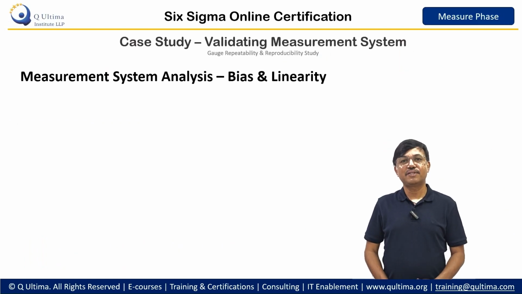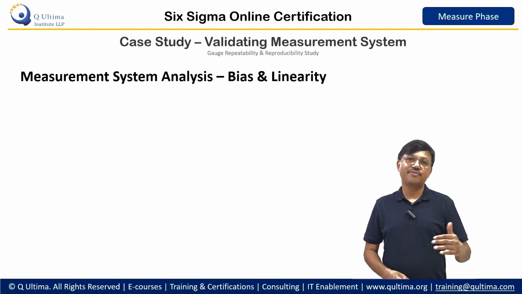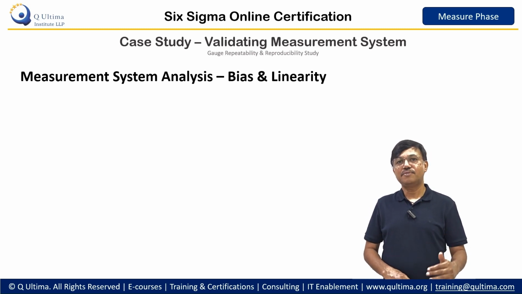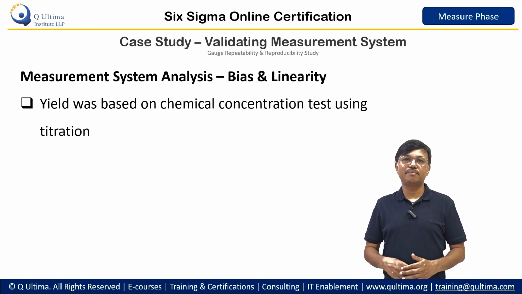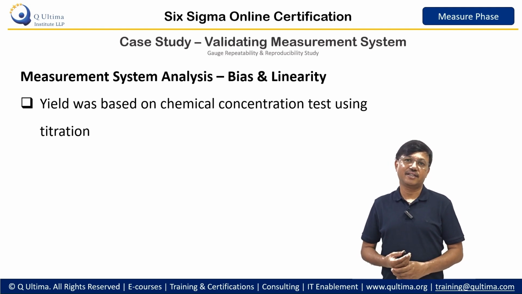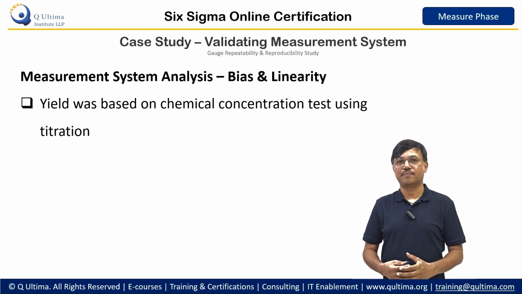The measurement system study starts with the bias and linearity study. Even before that, we have to define the operational definition of the measurement system. The team understood that yield is calculated based on the concentration of the required material in the chemical, and concentration is calculated by titration. So the measurement system analysis, or bias and linearity study, was to be done for the entire titration system.